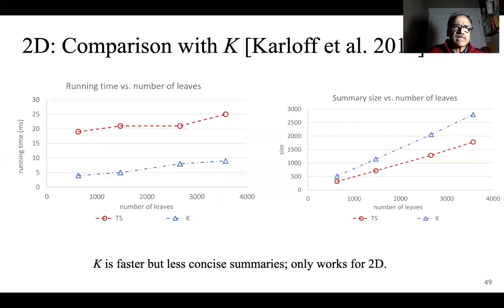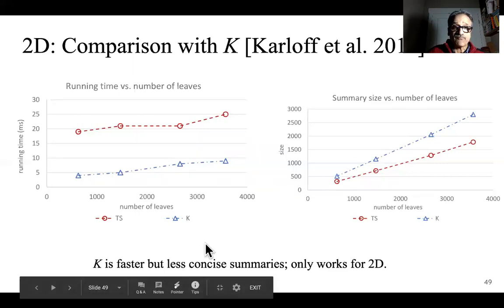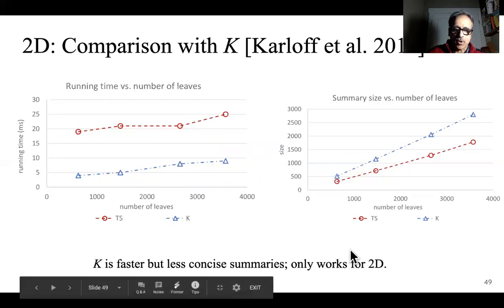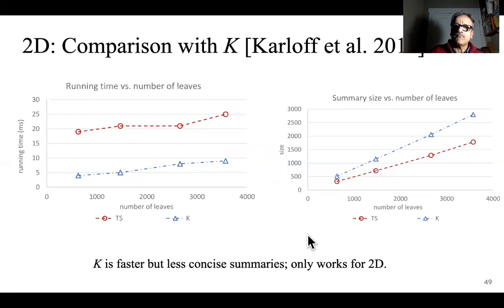So in our first set of experiments, we compare with Karloff et al.'s algorithm. Very quickly, we do find that Karloff's algorithm is faster. However, it produces less concise summaries. Let's recall that Karloff's algorithm for 2 dimensions is a randomized approximation algorithm, because even for 2 dimensions, their approach is NP-hard. Finding the optimal summary under their approach is NP-hard.